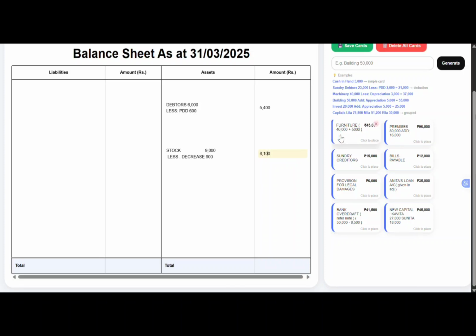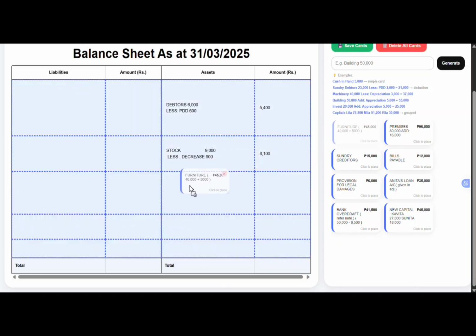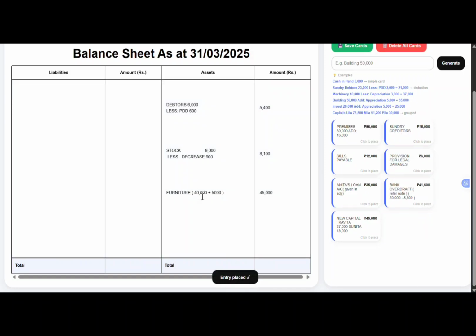Next we have the furniture. For furniture, we have the increase, that is the revalued amount. We are going to write that on the asset side directly. Furniture, that is 40,000 plus 5,000, the increased value, 45,000, which is given in the balance sheet.